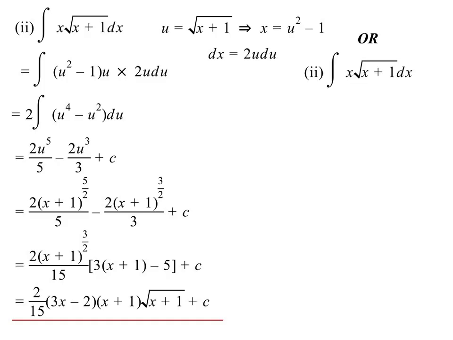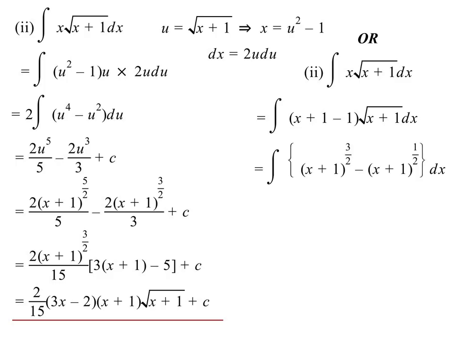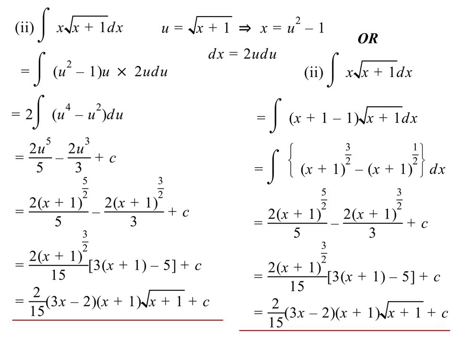Here we go. Another way I could have done that one: x times the square root of x plus 1. I could have done some algebraic manipulation out the front. I could have rewritten x as x plus 1 minus 1, then broken that up into two integrals, and I get x plus 1 to the power of 3 on 2 minus x plus 1 to the half. Add 1 to the power over the power, and you can see we get the same answer.